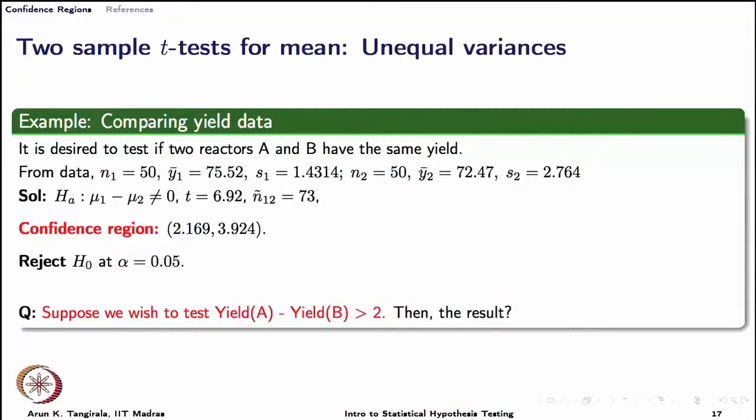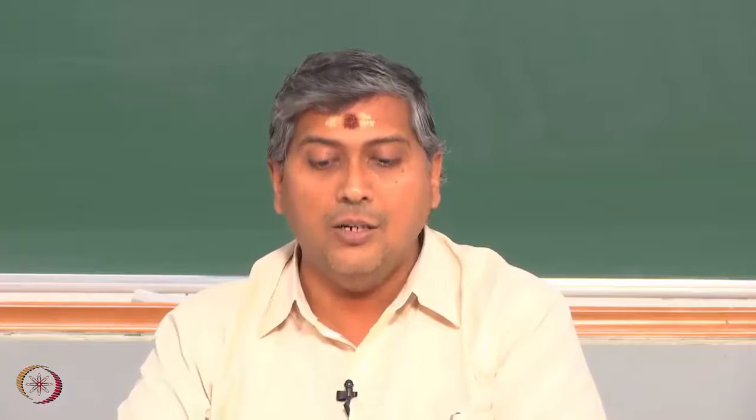Now, the postulated difference is 2. So, again I go back to the same confidence region and ask if 2 is contained in the confidence region. It is not. Therefore, I once again reject the null hypothesis that the difference between the yield of A and B is 2 in favor of the alternative that it is not equal to 2. But suppose the alternate hypothesis is greater than 2 that I have asked here, then what kind of confidence region should I construct?